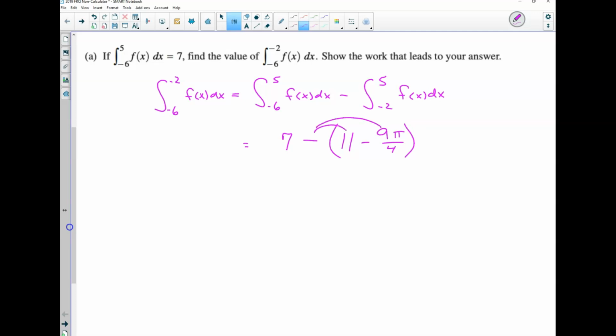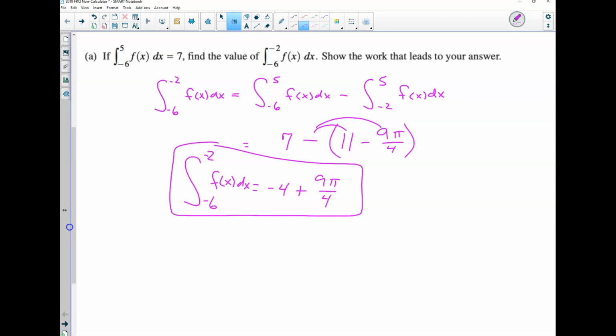I distribute that little guy. And what do I have? I have -4 plus 9 pi over 4. That is what my integral from -6 to -2 of f of x dx equals.